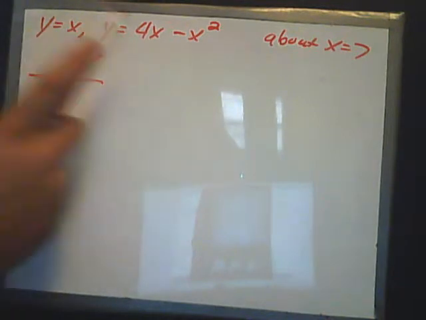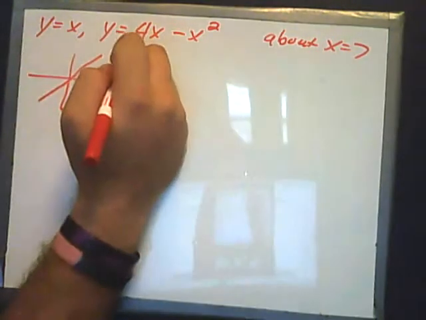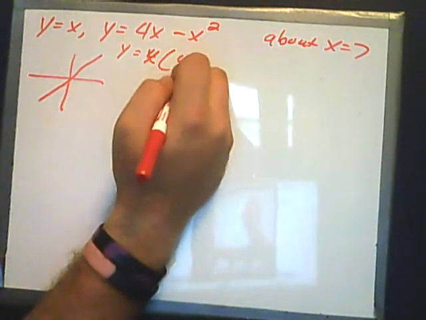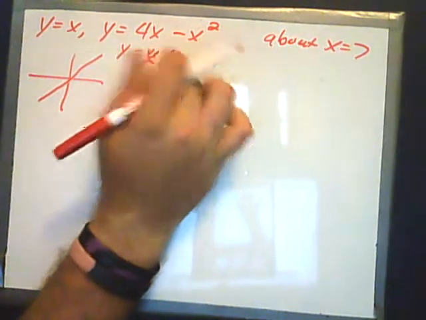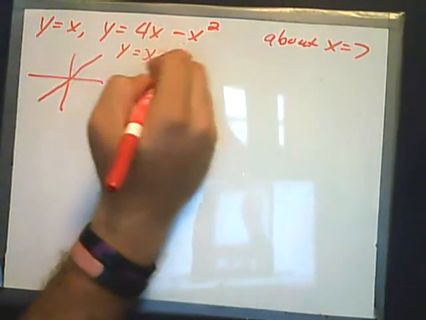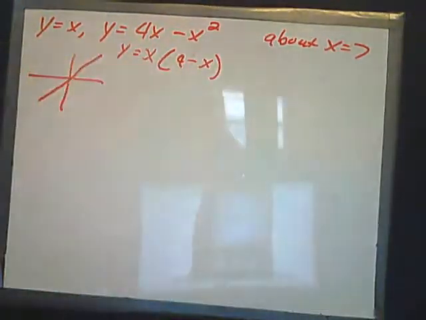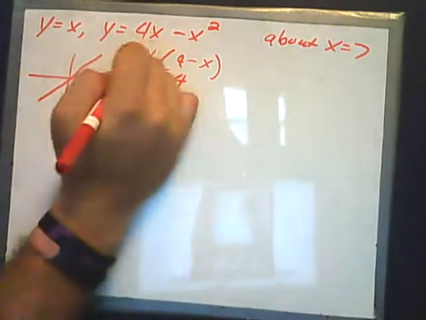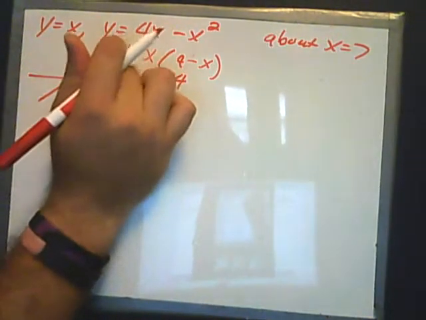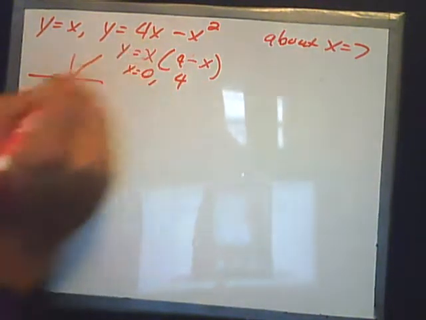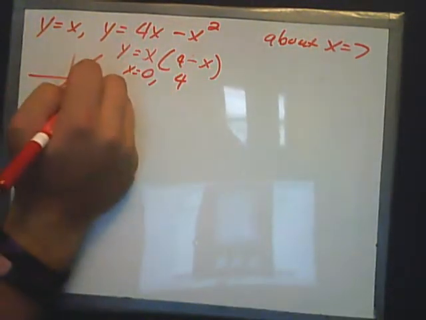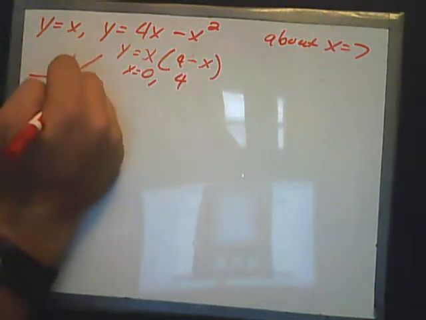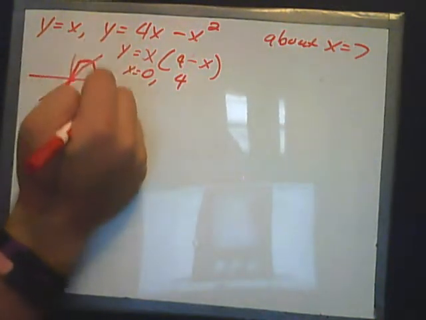And now we have to graph 4x minus x squared, which if we look at this a little bit closer, we can factor an x out. This becomes x times 4 minus x. So that gives us zeros of 0 and 4 for x. So that means it crosses the axis right there and right there. So we've got some sort of parabola shape going on here.